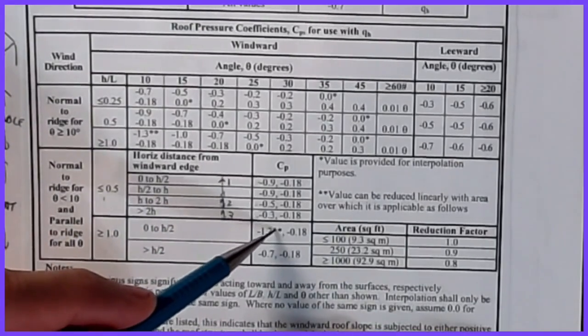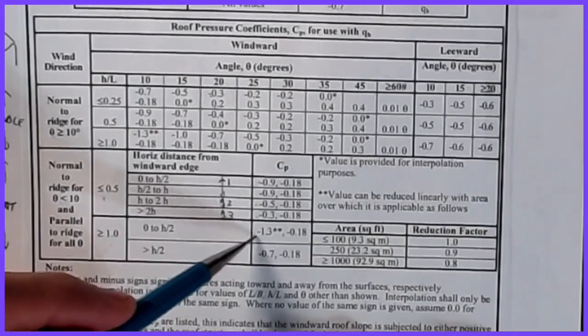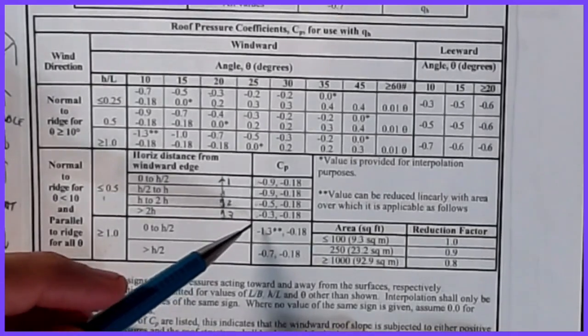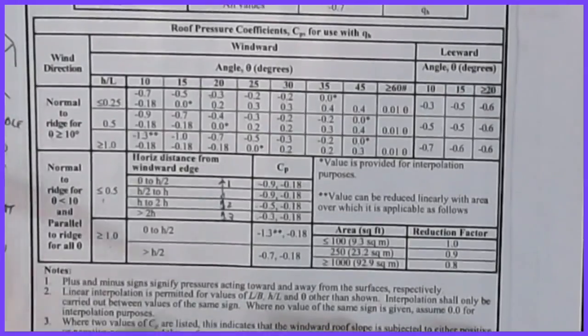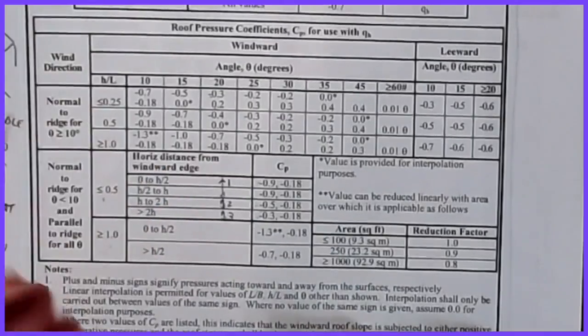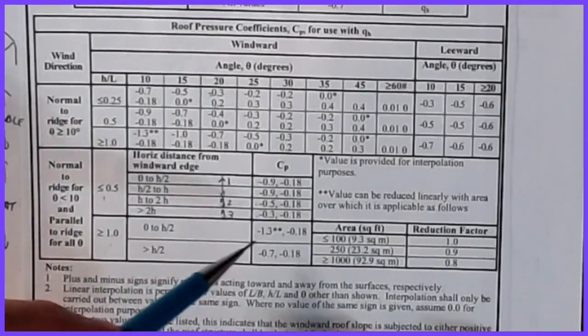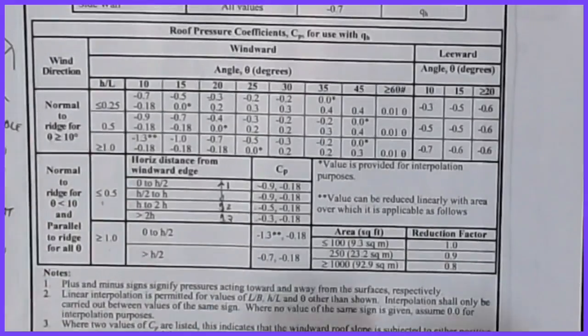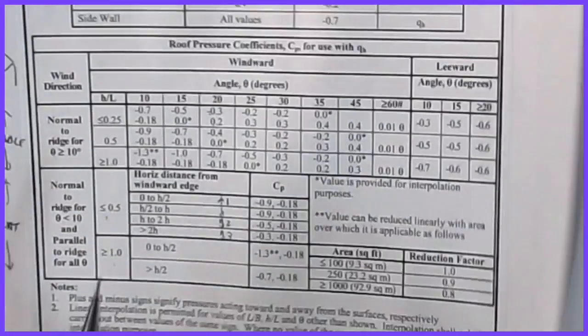So that's what this double star is that you're seeing on this minus 1.3. That's a pretty big value on there, because the wind's coming up the roof, and then it turns that corner. It's got a lot of velocity and a lot of suction pressure happening on the front end of the building. And that's what's happening on that. So that's how CP is determined.